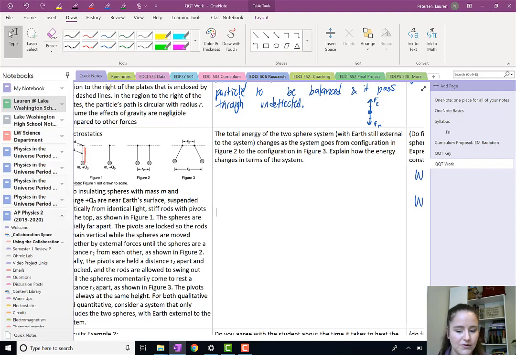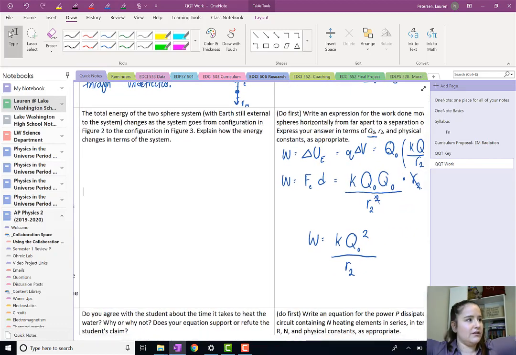A couple of different ways you can think about this. Our default might be to say, oh, well, they're raising up, so they're gaining gravitational potential energy. But remember, we're considering Earth external to the system, so we can't talk about gravity. We have to talk about the electrical potential energy. Here, we said they started with zero electrical potential when they were far apart, and that increased as they got brought closer. Well, from figure 2 to 3, they are separating. So basically, the electrical potential energy of the system decreases.